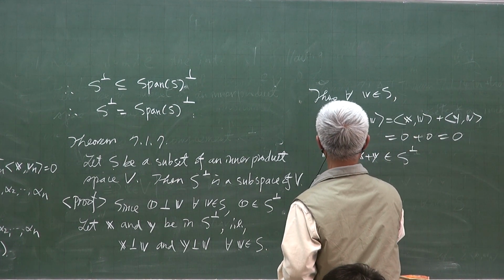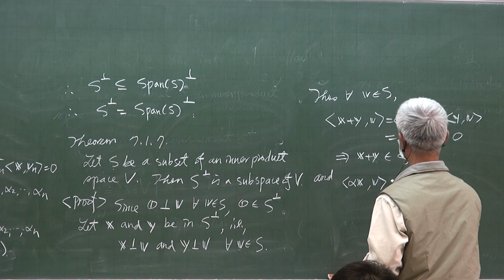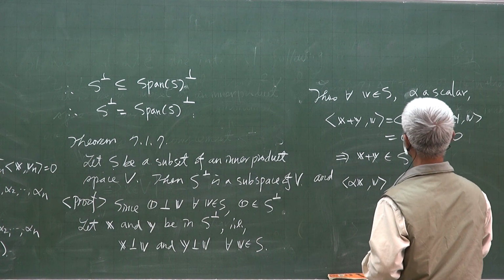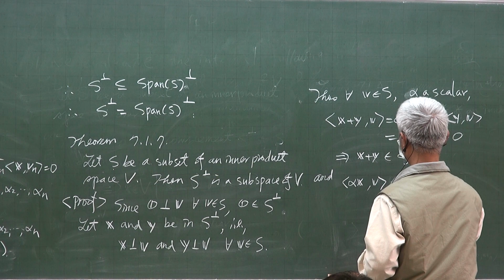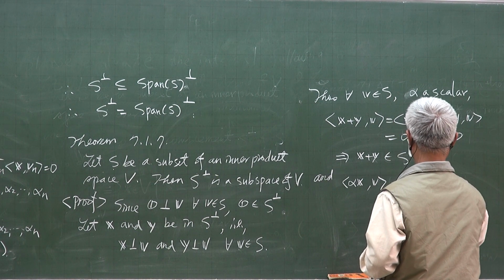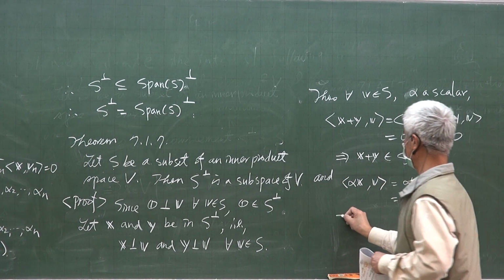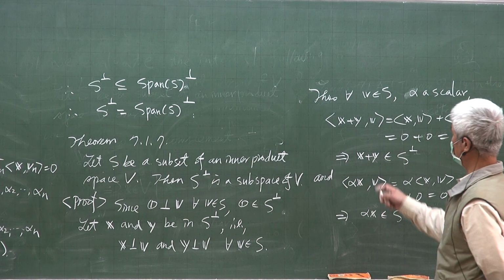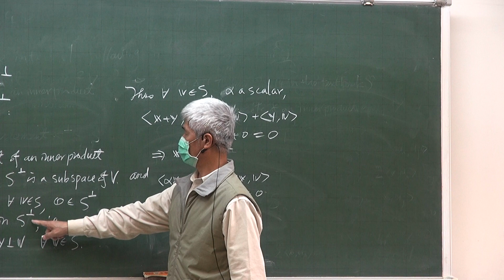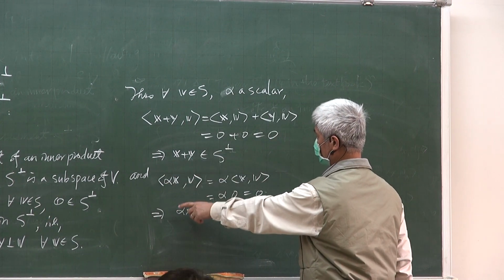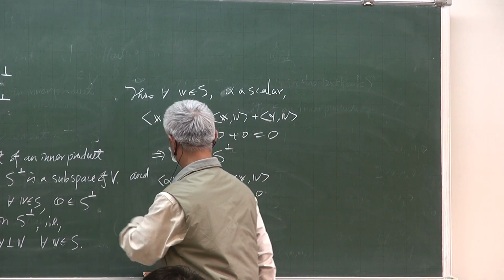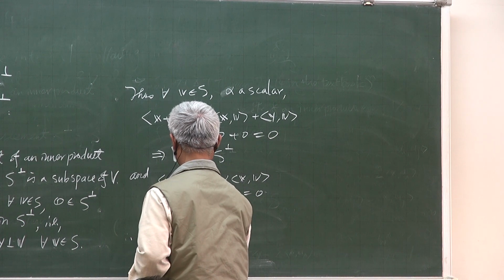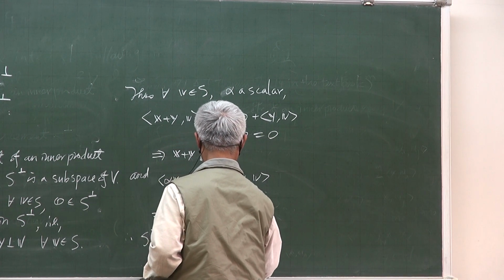And for alpha x and v, this is alpha times the inner product of x and v, alpha times 0, so it's 0. So this implies that alpha x is in S perp. So we show that the addition of two vectors in S perp is also in S perp, and the scalar multiplication of a vector in S perp is also in S perp. So we conclude that S perp is a vector subspace of V.